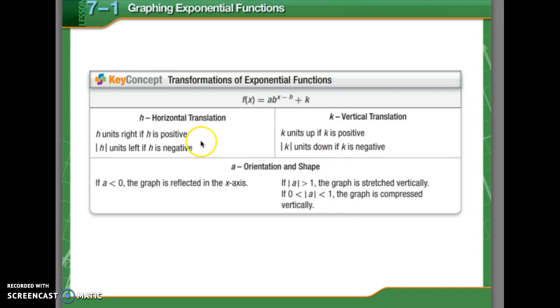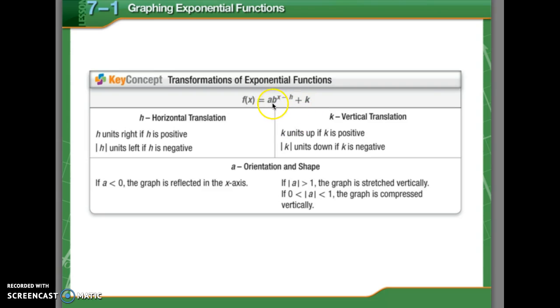Okay, we're going to talk about transformations now. The transformations for an exponential function are the same process as transformations for any other kind of function. If you have an x minus h factor, if it's minus h, that's to the right. If it's plus h, it's to the left. The k is a vertical translation. If it's positive k, it goes up. If it's negative k, it goes down.